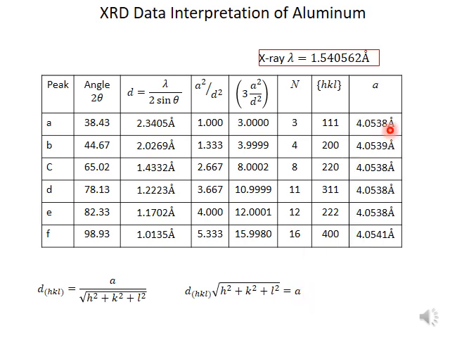If I do this for all these different planes, it turns out to be quite a consistent number with very good accuracy. This accuracy mainly comes from two things: the accuracy of the measurement angle and the accuracy of the X-ray wavelength, how accurately you know that. So you have a very precise value for the lattice constant of an aluminum crystal system.